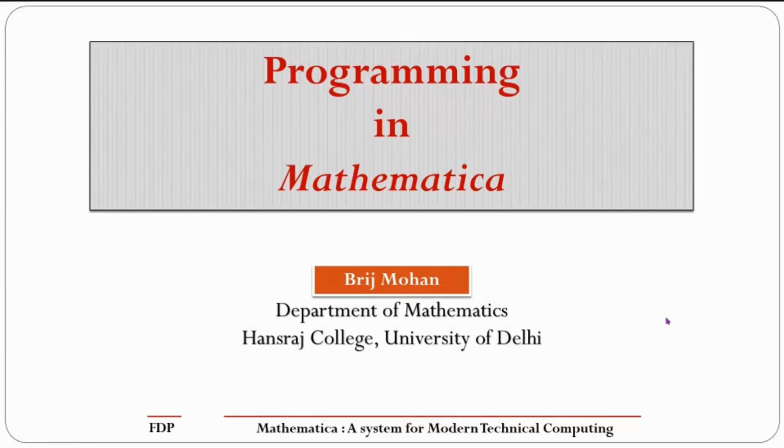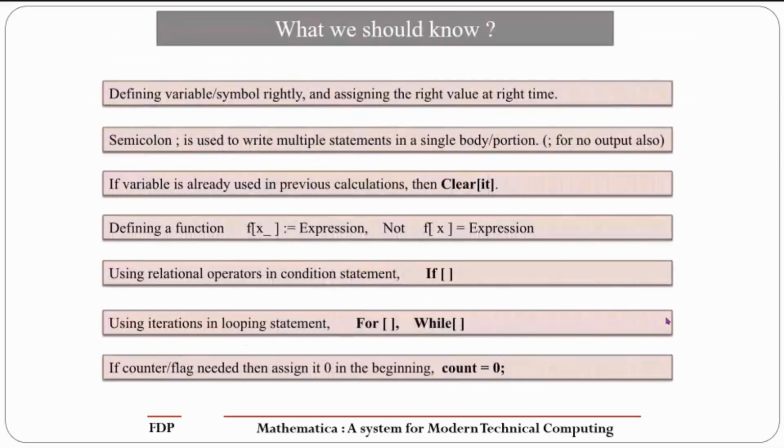Before starting any coding or any type of programming, here are some basic concepts that you should know. The first one is that you have to define your symbol. Basically, we call everything in Mathematica a symbol, or you can call it a variable also. So you should define your variable or symbol rightly and assign the right value at the right time.